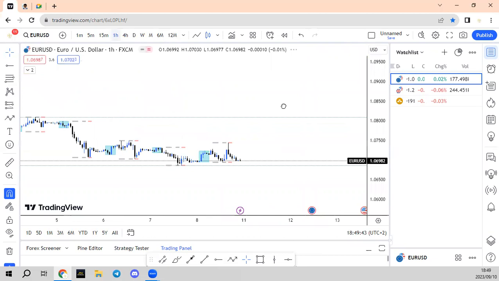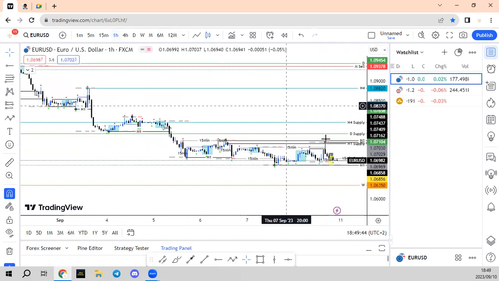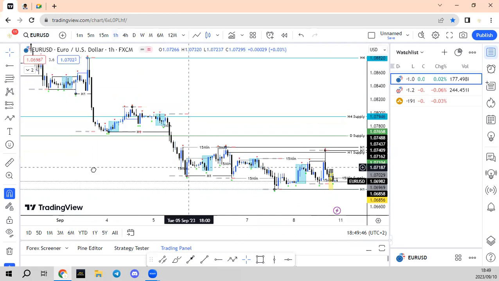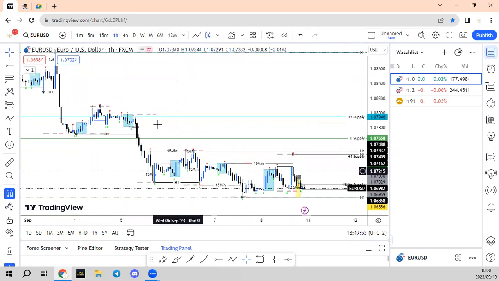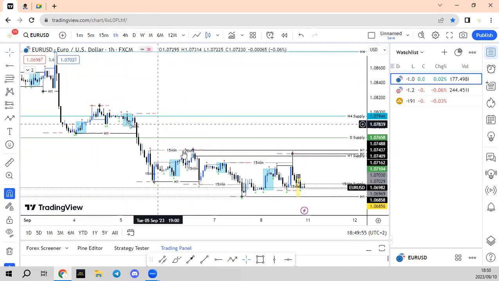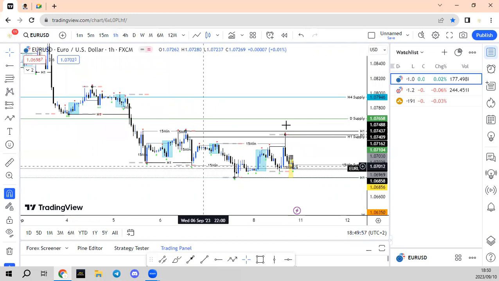We have another bearish structure. So here we'll be looking for selling because it's bearish. The higher time frame is bearish, monthly is bearish. So we're just going to be looking for a sell. You understand? Formulating sells all the way down.